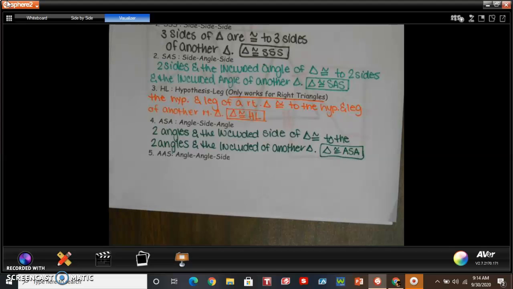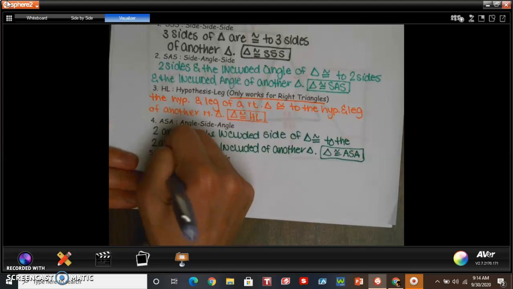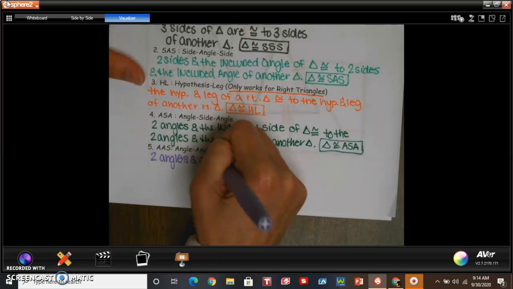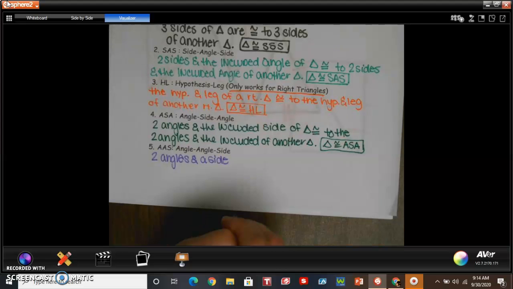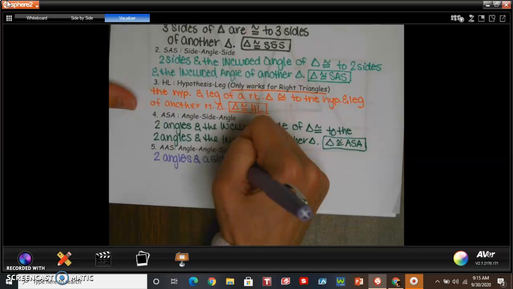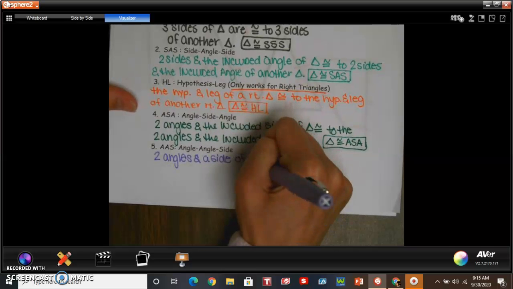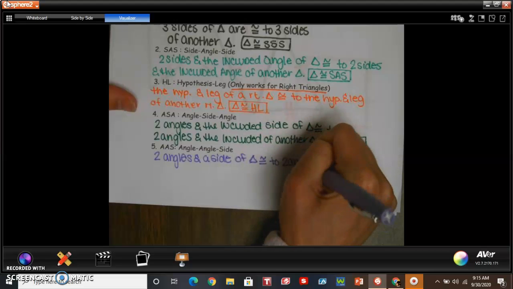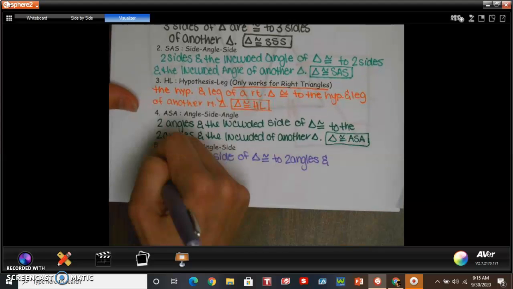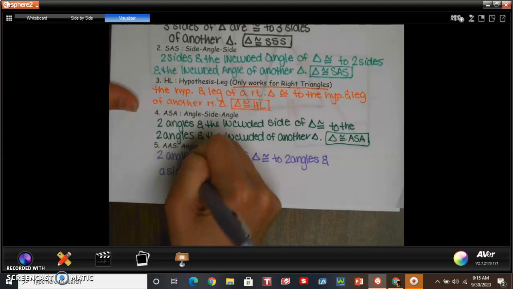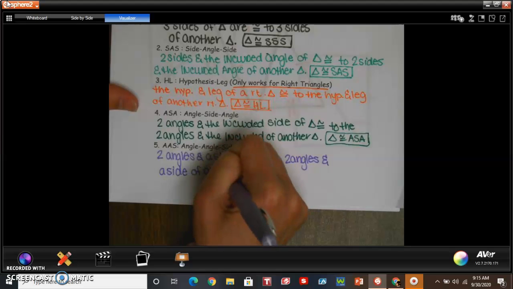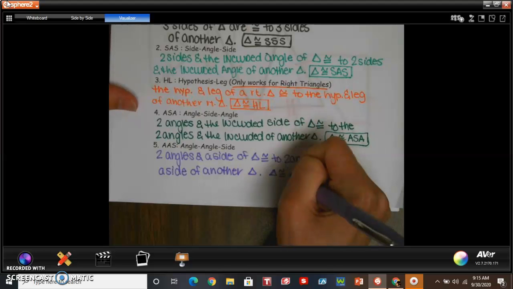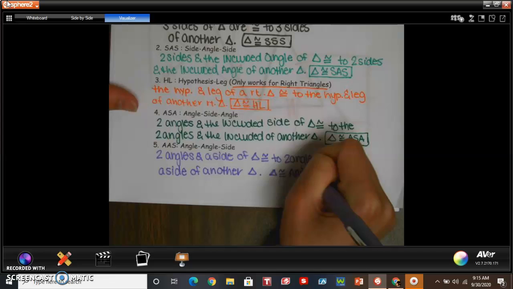All right, angle, angle, side. This is when you have two angles and a side. Okay? So this is going to be after. It's not included. It's not specific. Okay? The triangle is congruent to two angles and a side of another triangle. Okay? Then they are going to be congruent by angle, angle, side.